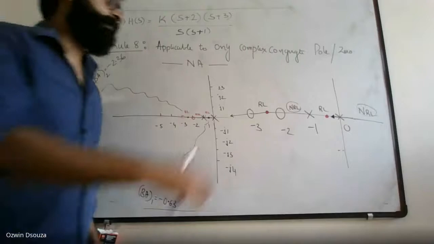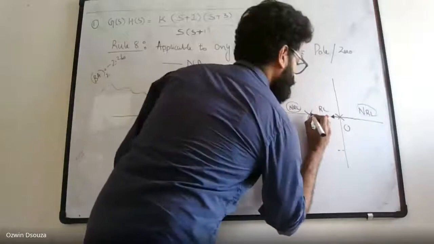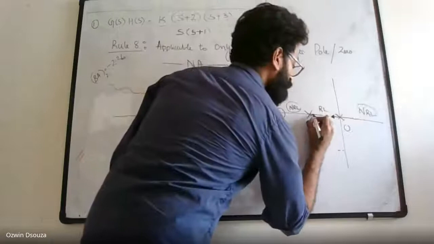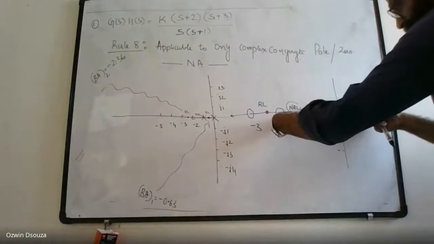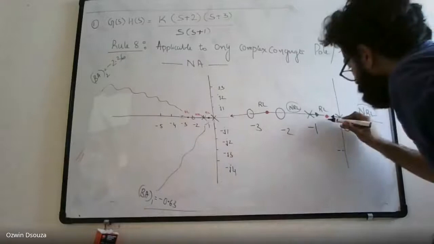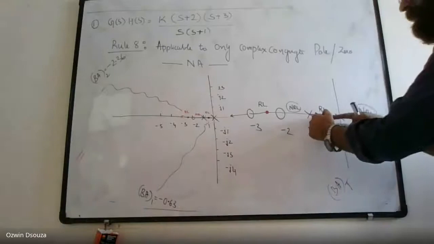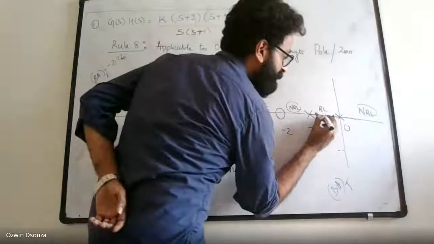So what happens is that the second branch starts from minus 1 and it moves in the right hand side direction. So what is happening? The two branches are moving, and at one particular point, called the breakaway point, they are meeting together. At the breakaway point, the two branches of the root locus meet.